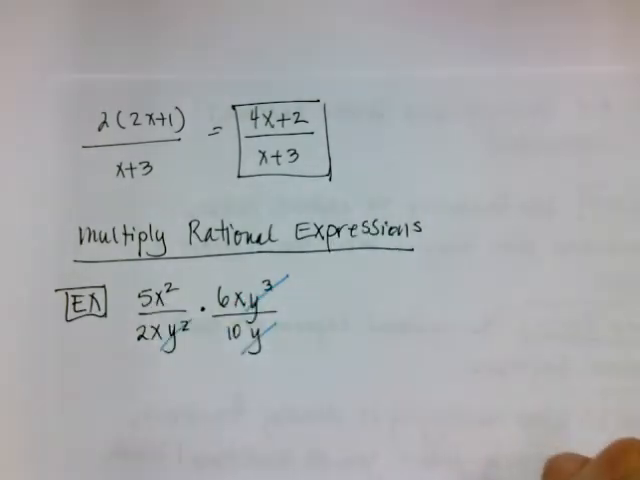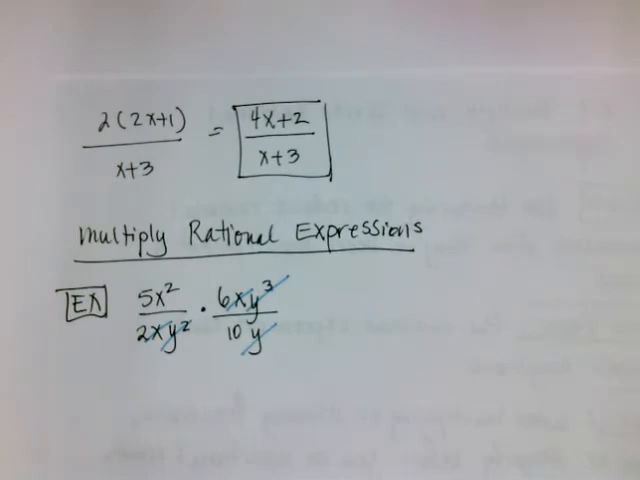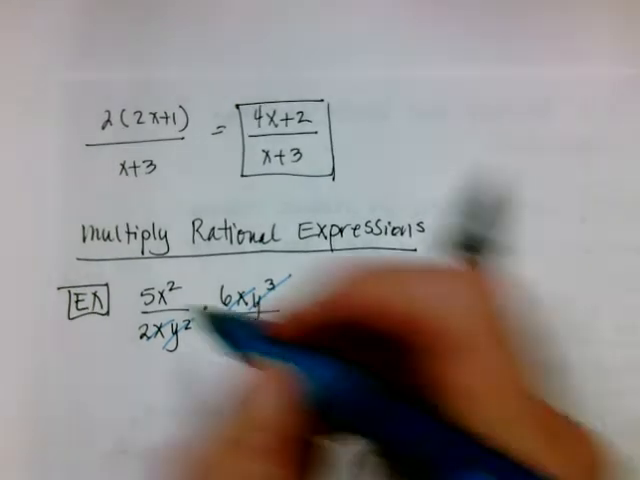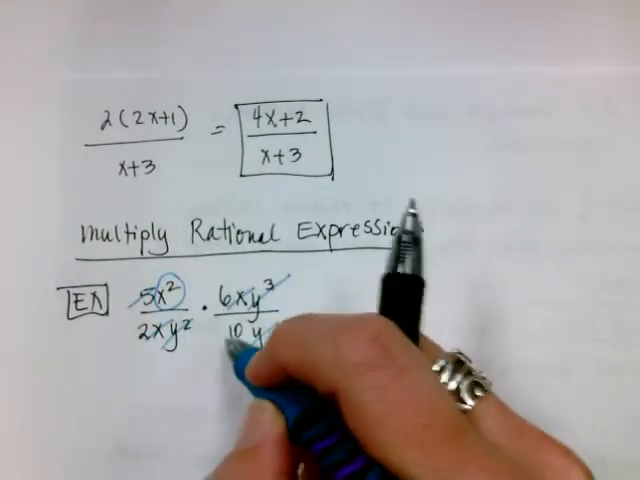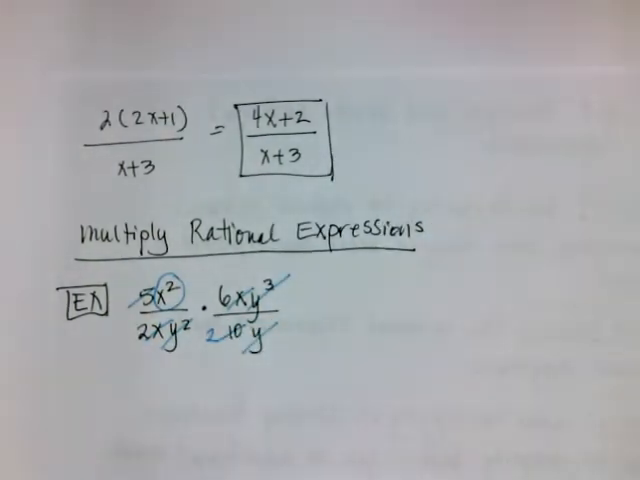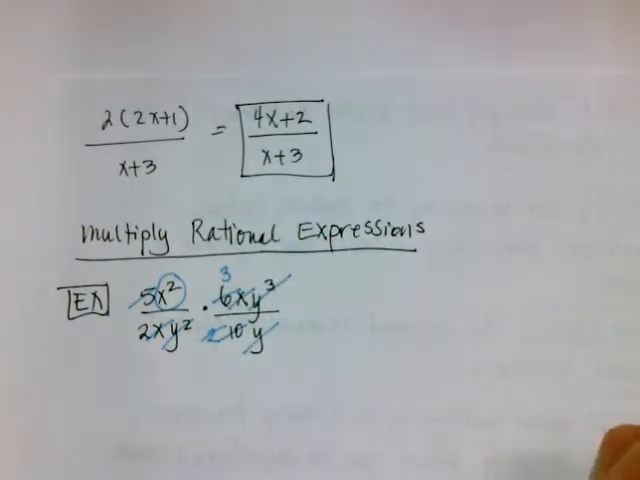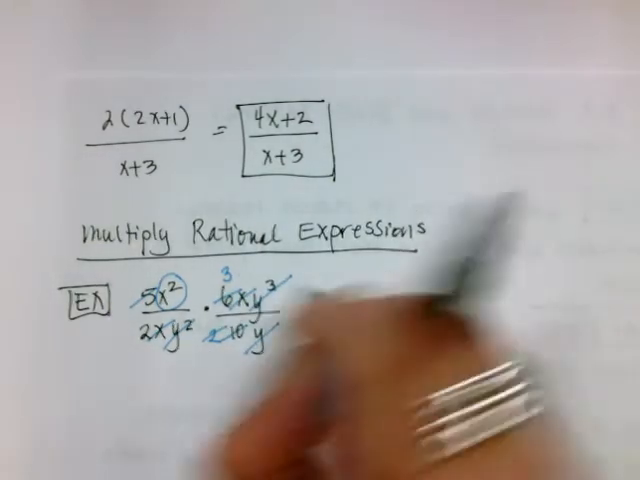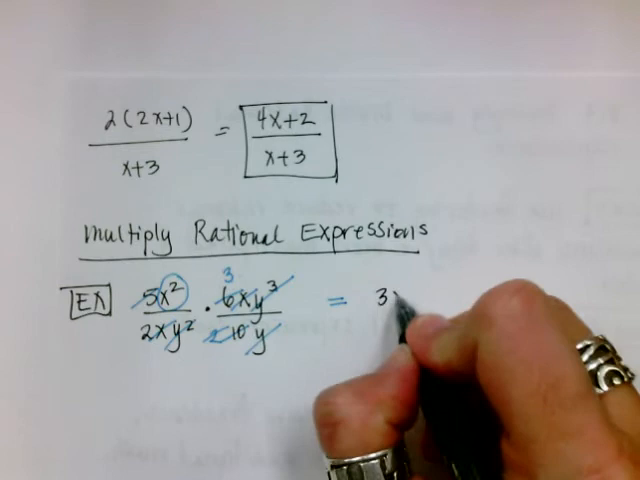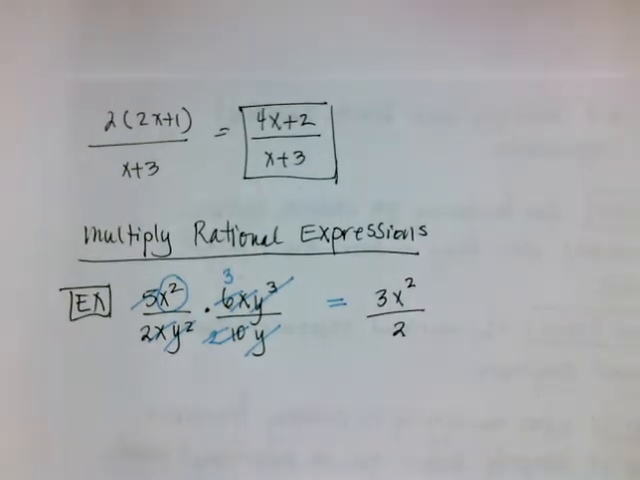On the bottom, let's do my x's next. This x and this x cancel, and they have the same power, so I'm left with an x squared on the top. 5 goes into 10 2 times. 2 goes into 6 3 times. The 3 and the 2 don't have anything in common, so I'm left with a 3x squared on the top and a 2 in the bottom. Okay? And that's a much simpler expression.